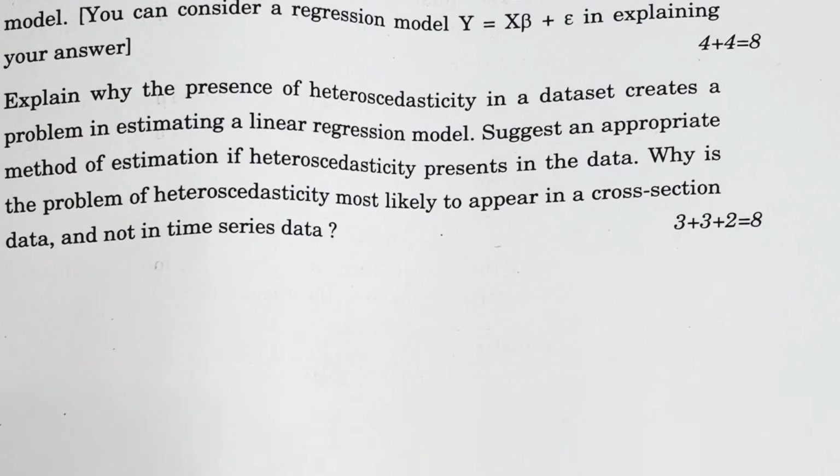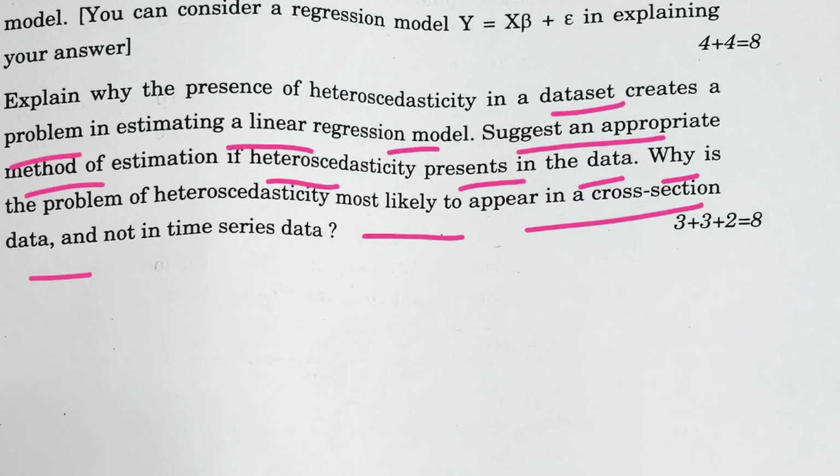Then the question is about the heteroscedasticity. Explain why the presence of heteroscedasticity in the data set creates a problem of estimating a linear regression model. Suggest an appropriate method of estimation if heteroscedasticity is present in a data. Why is the problem of heteroscedasticity more likely to appear in the cross-section data and not in the time series data? Heteroscedasticity is a condition where the variance of the error variables in a regression model is not constant across all levels of the independent variables.